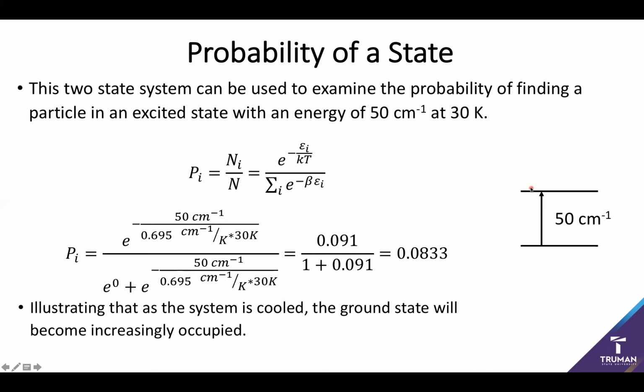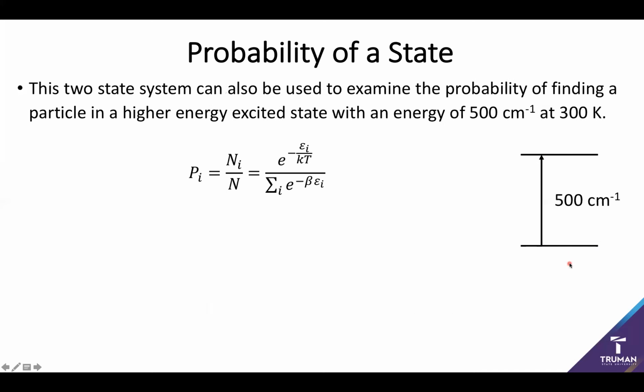This really helps sell that as the system becomes cooled, the ground state becomes increasingly occupied. One way of thinking about it is that my particles no longer have enough energy to regularly jump up. And this is going to become more and more true as the temperature goes down. But what's going to happen if I change the energy of the excited state?